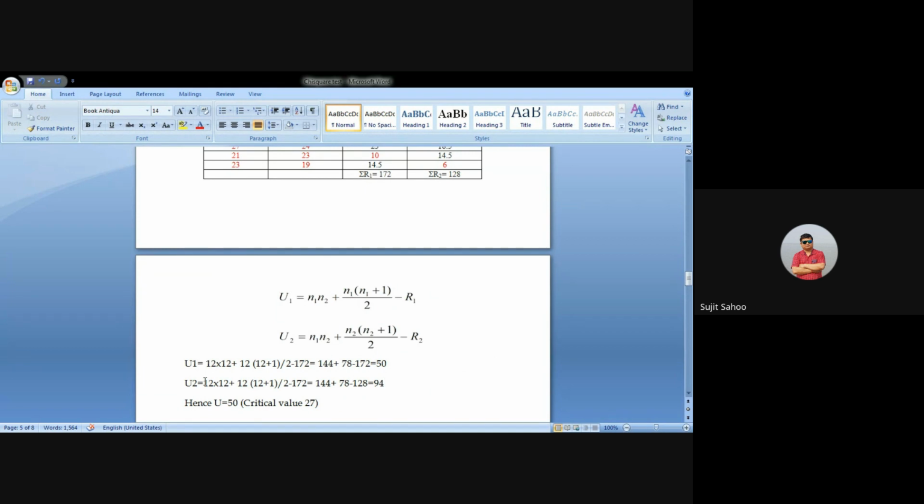12 into 12 plus 12 into 13 by 2 plus 1 by 2 minus 1 is equal to 144 plus 78 minus 172 is equal to 50. Critical value 27. 12 into 12 is 144. 12 into 13 by 2: 12 divided by 2 is 6, 13 into 6 is 78. 144 plus 78 minus R1, R1 is 172, is equal to 50.